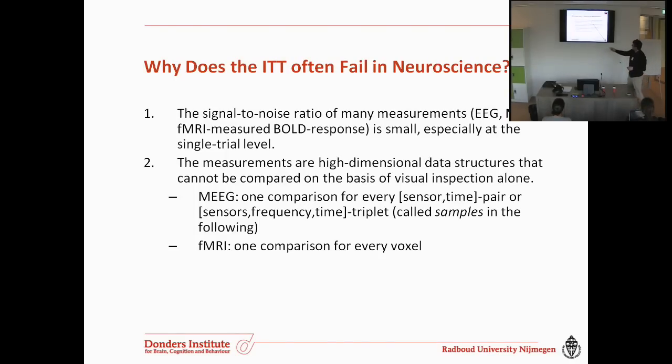So why does the intraocular traumatic test so often fail? Actually, I briefly mentioned already, it has to do with uncertainty. And there are basically two types of uncertainty. First of all, there is the uncertainty that is captured under the label signal-to-noise ratio. Everyone who has already collected neurobiological data, be it fMRI or electrophysiological measures, will find out that the SNR is typically very small, especially at the single trial level.